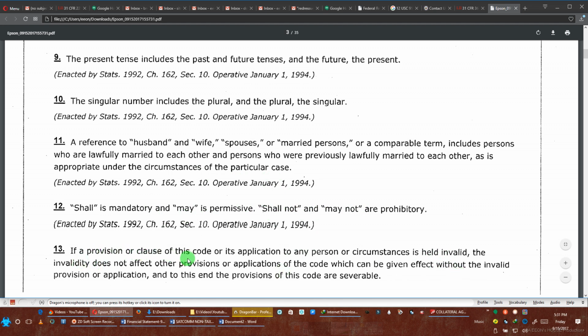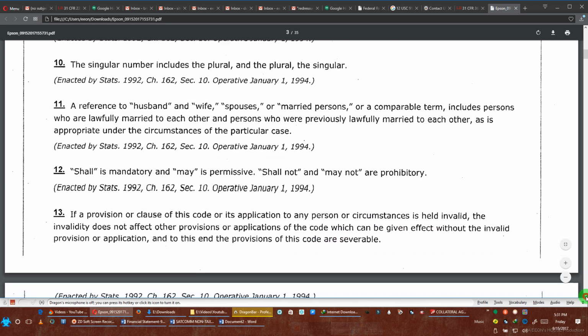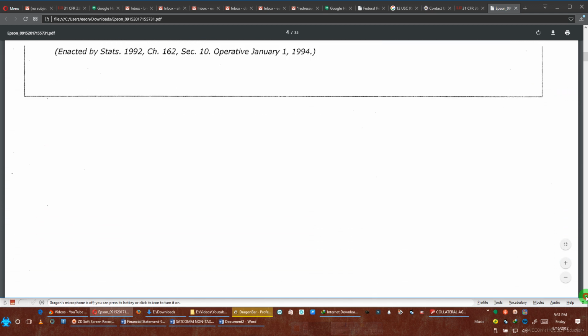If a provision or clause in this code or its application to any person or circumstance is held invalid, the invalidity does not affect other provisions or applications. This is actually, we have a similar statement of this in our POA. Basically, most laws have that part in their code.